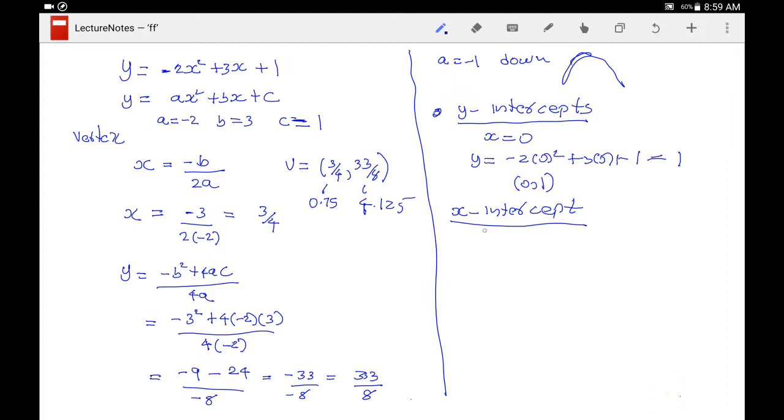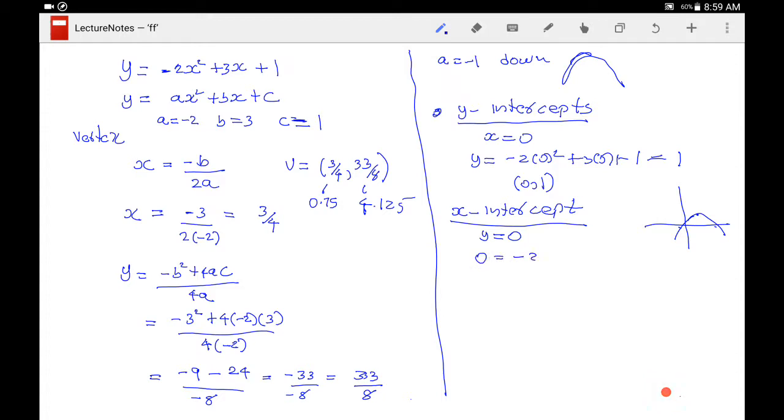For the x-intercept, first I'll check whether it's intercepting the x-axis. My vertex is 3 over 4 and 33 over 8, so it's somewhere here, because y is positive, x is positive, and it's going down, so it's intersecting the x-axis. Because of that, we will try to find the x-intercepts by setting y to 0. Now with y at 0, I get this equation.